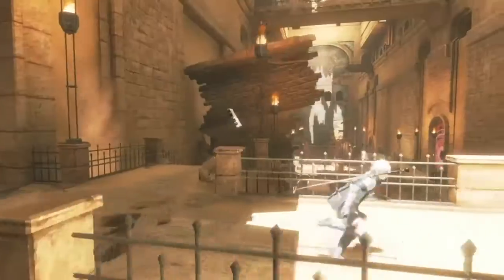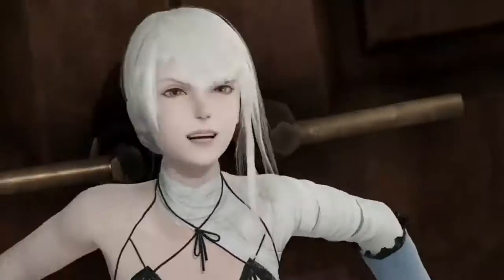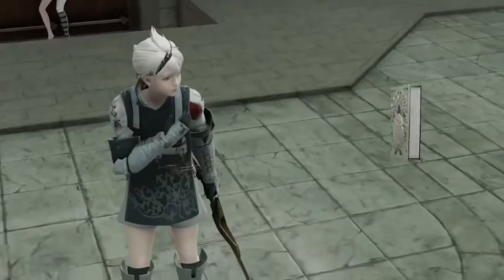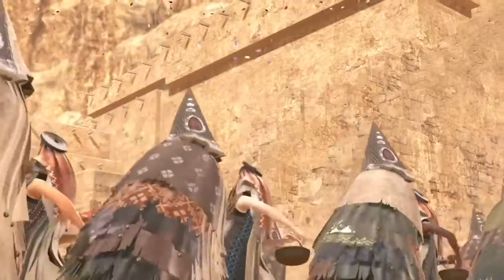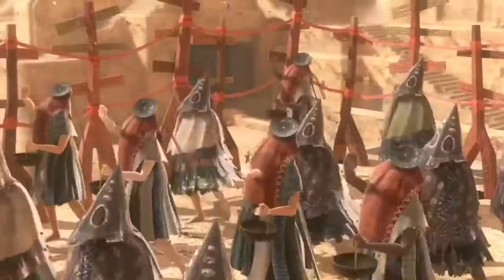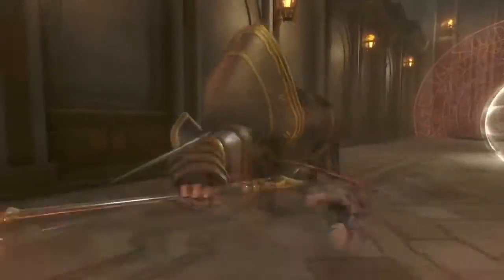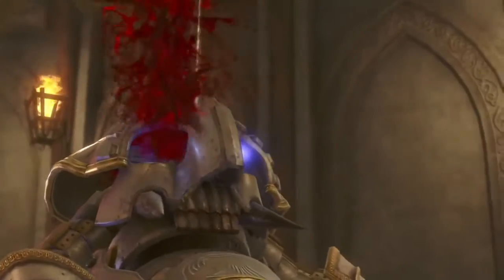The name Nier Replicant version 1.22474487139 caught a lot of people's attention due to its long string of numbers and possibly deep meaning, and fans quickly calculated that 1.22, yes I'm rounding here, is the square root of 1.5. And that actually makes sense.